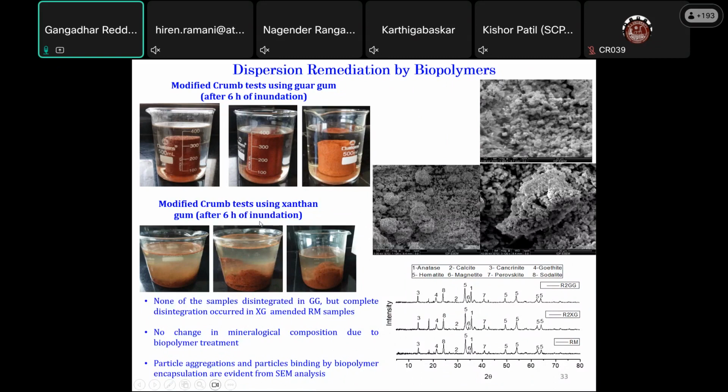However, you can see here the xanthan gum samples, which are collapsing easily, even within the 6 hour span of time. So it is clear that among these two, guar gum has better dispersion remediation characteristics compared to xanthan gum. Again I have done some kind of SEM study. It shows similar characteristics, and XRD also shows that there is no change in the phase.